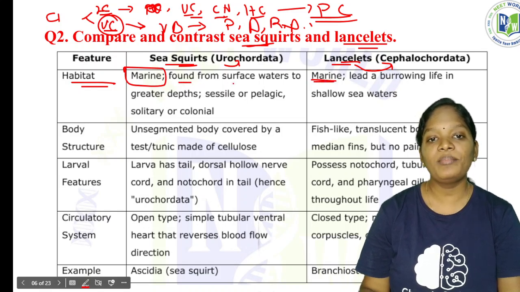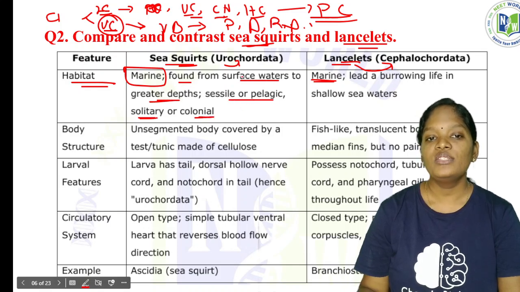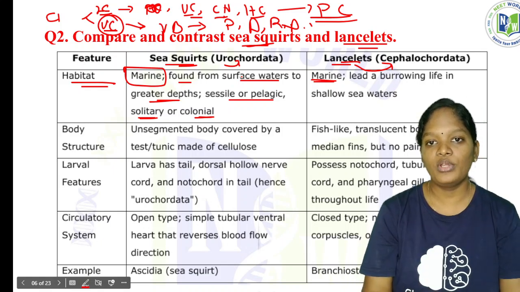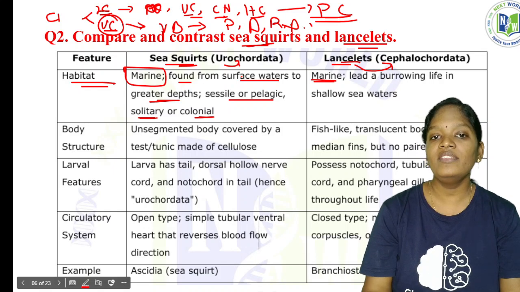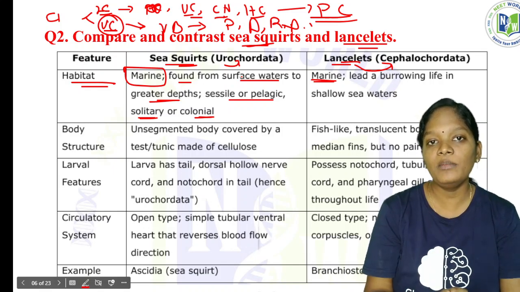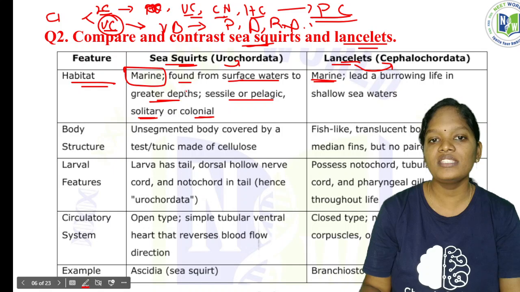It is found from the surface waters to greater depths, sessile or pelagic, solitary or colonial. See here, the habitat of sea squirts is marine, no doubt in that, but it can live at the surface of the ocean as well as in deep water. It can live with light and without light. So that is what is meant by found from the surface waters to greater depths. It may be sessile or pelagic.